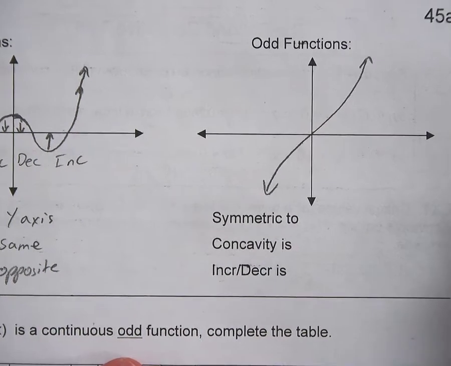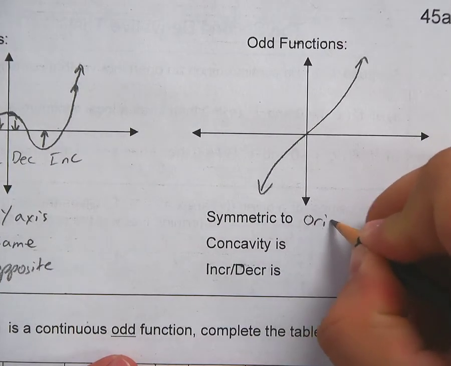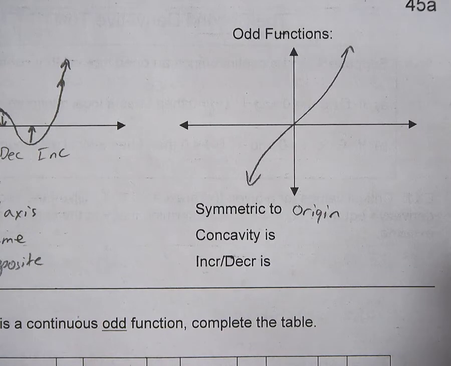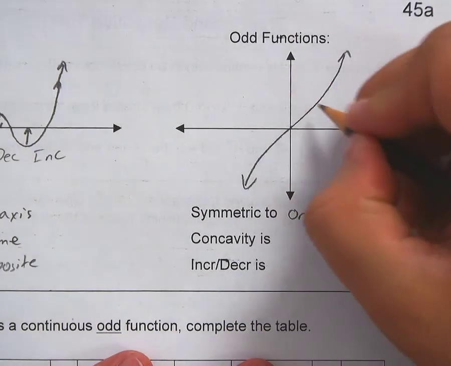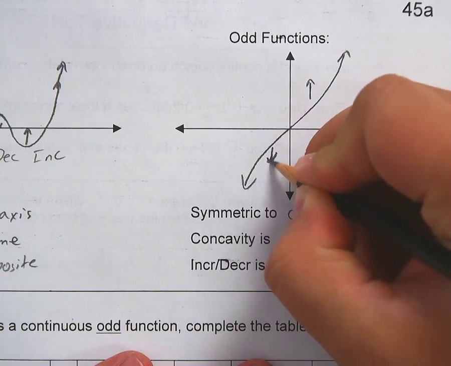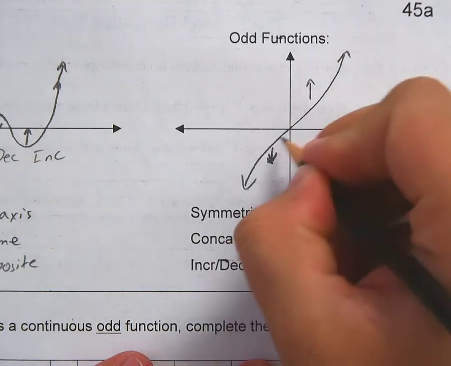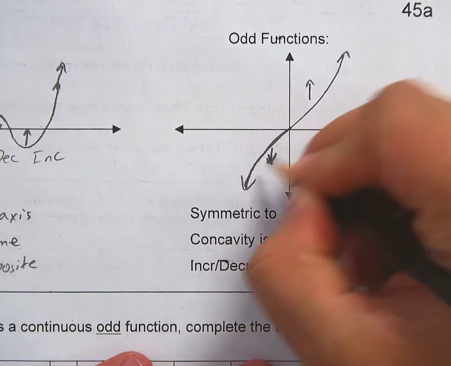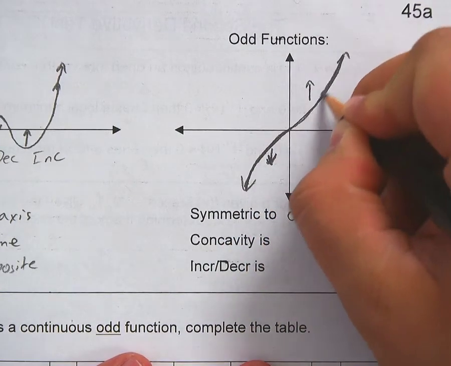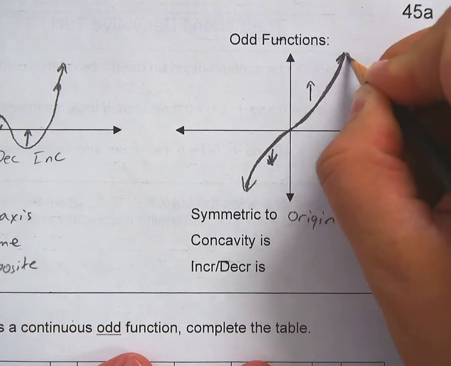These are your origin symmetries. Remember, they're symmetric to the origin. So concavity, this is concave up, this is concave down. You can make this a little bit more drastic if you would like, so you can actually see the concavity here. I kind of drew it a little bit more straight than I should have, I guess.